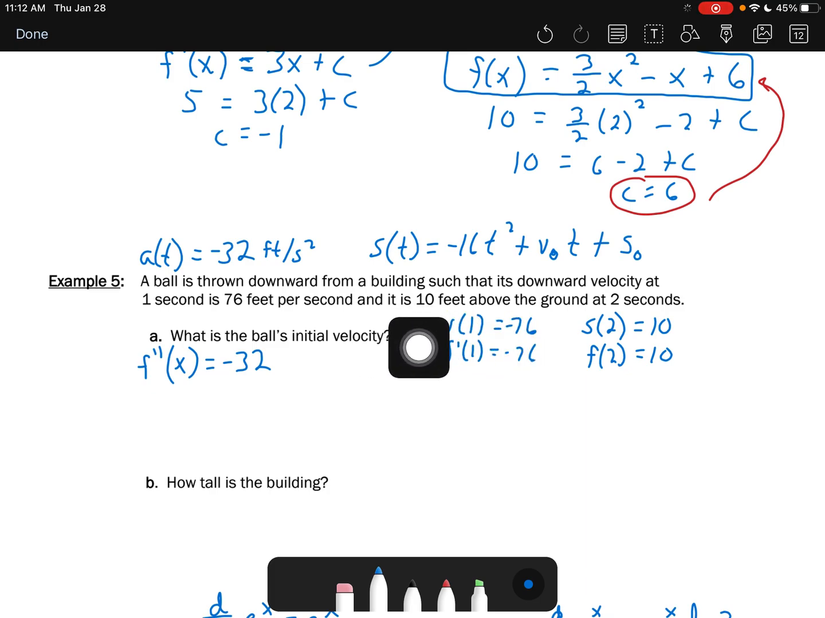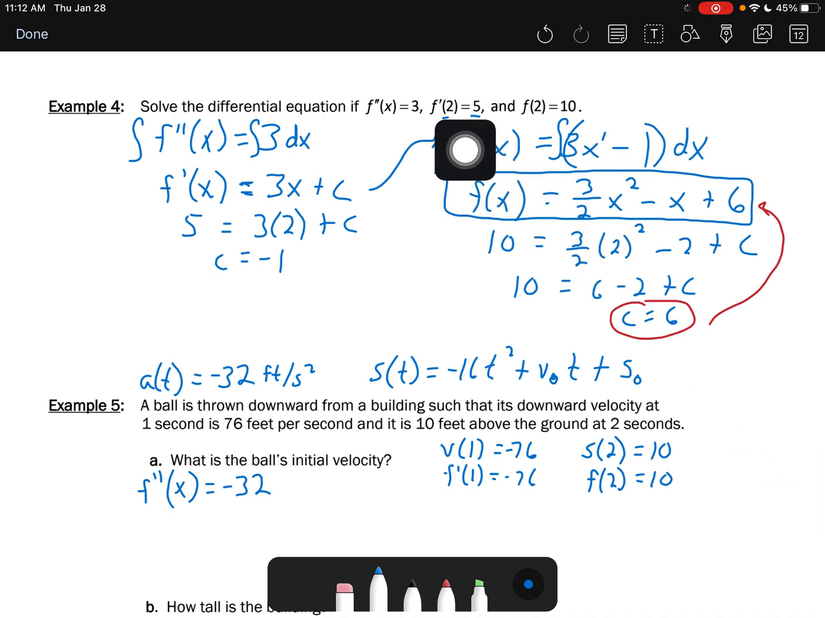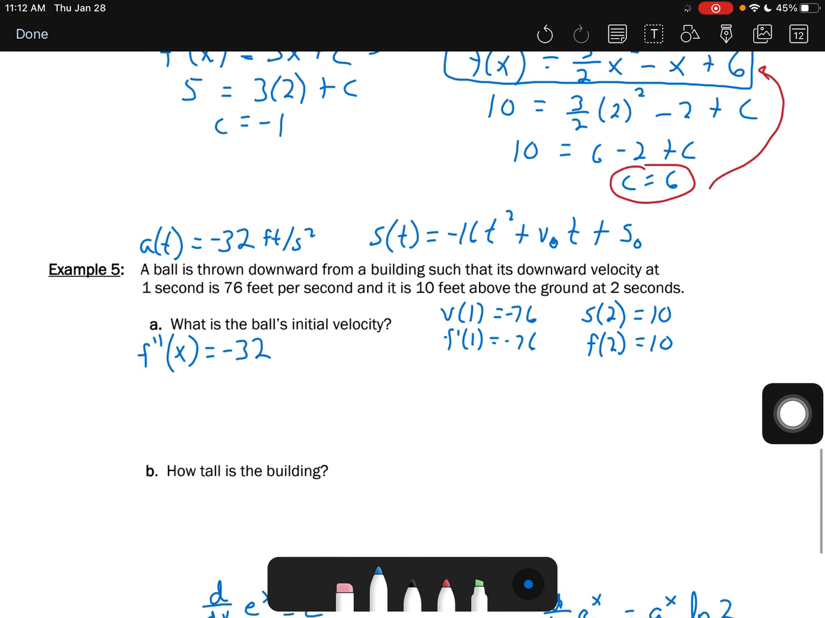Then the other piece of information they give me is its position, that's s, right? Its position is 10 feet above the ground at 2 seconds. So that means s of 2 is 10. Position at time 2 seconds is 10, and so f of 2 would be 10. That's like what they gave me in the previous problem: a particular velocity at a time and a particular position at a time.